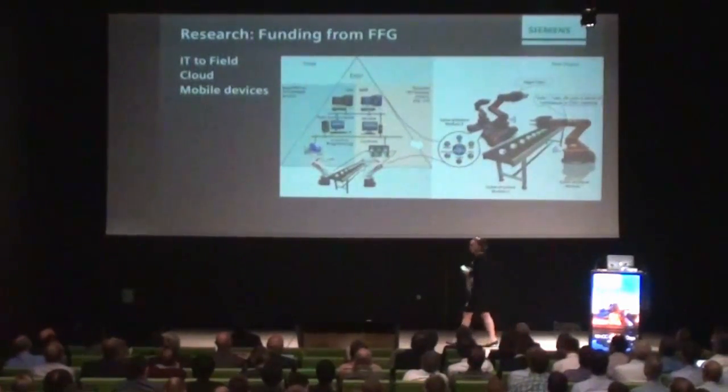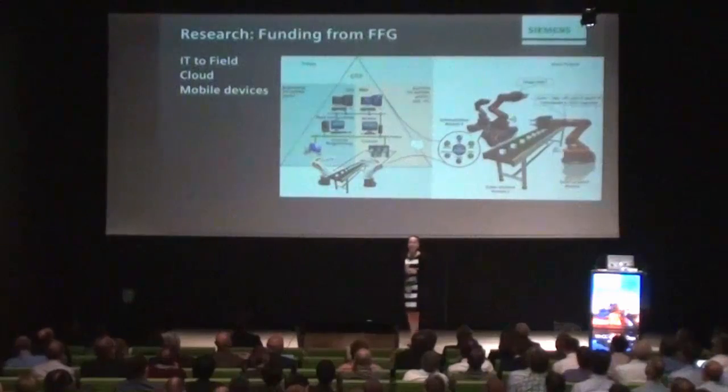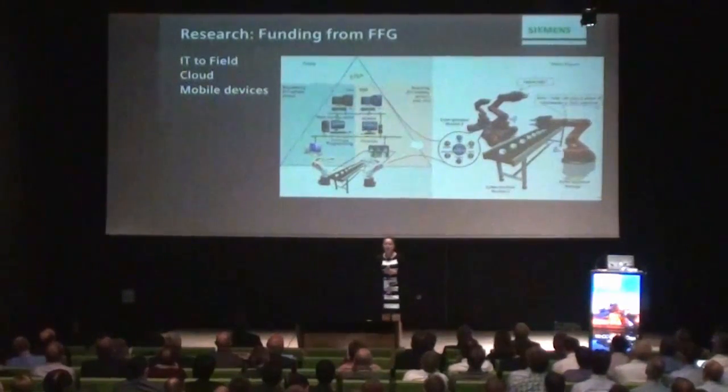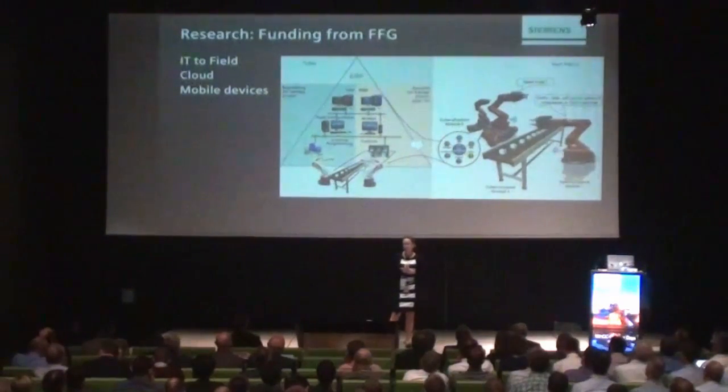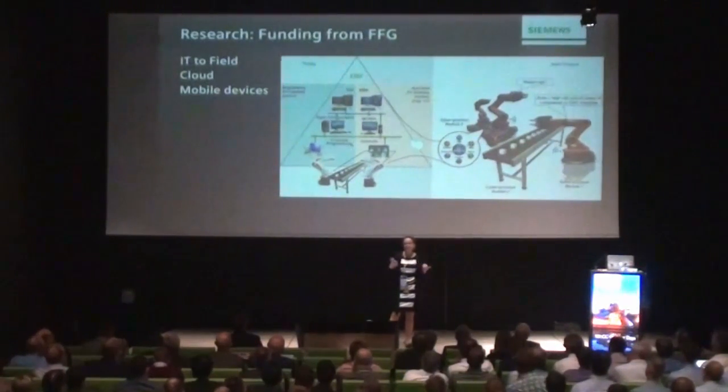The third example I want to give you is research funded by the FFG. For example, IT to field. This is a topic that we have just submitted for funding. Here the vision is, we heard it already this morning, to have a decentralization of our infrastructural components. For example, completely self-organizing machines in the field, such as robots, that coordinate each other without necessarily a central unit.